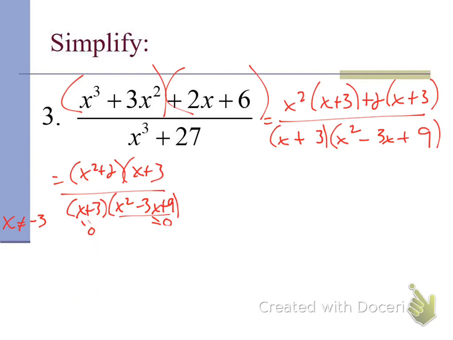As a tip, if you can remember, when you do the cube factoring, you're not going to get any restrictions from the trinomial. It will always give you imaginary restrictions, which we don't pay attention to. Okay? Then divide out your common factors. You get x squared plus 2 over x squared minus 3x plus 9. And we're done.